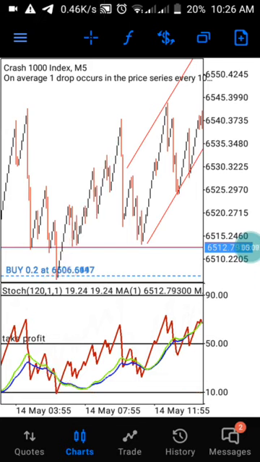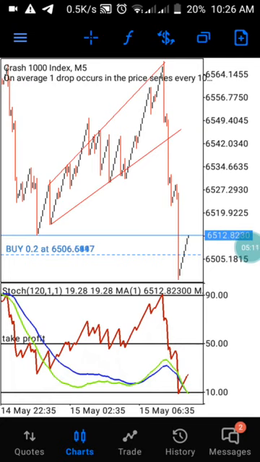So don't forget, you need two things to identify. The first thing is to identify your trend line, and when you are able to identify your trend line, it will tell you exactly the move of the market.